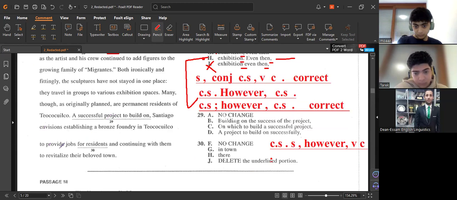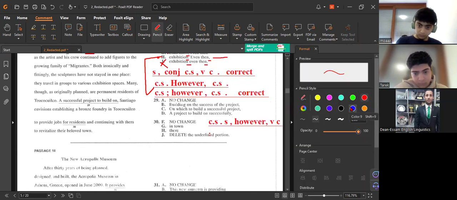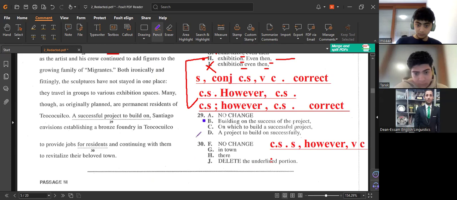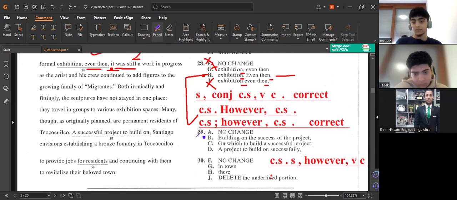Now, number 29. What's yours, Captain Mars? 29A? No, 29, it's letter B. Letter B. Yes, letter B. But we need to check one by one. A successful project to build on, who? Santiago? If you choose A, you express Santiago as a project.